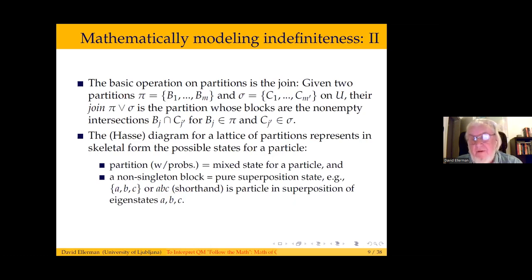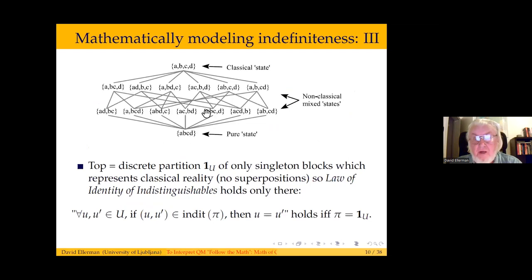So this is the skeletal form of what you have in quantum mechanics, where of course the states that are superposed have scalar coefficients, you get all linear combinations, and so on. So you wipe out all that, you just get the skeleton, and that's a non-singleton block in a partition. So this would be an example of such a block, and I usually use a shorthand ABC rather than the brackets. So you get a picture like this.